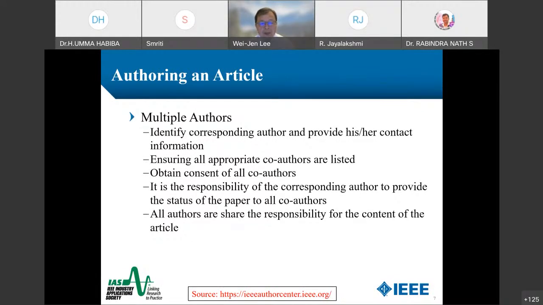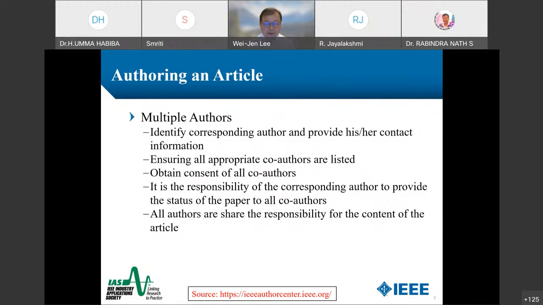So ensure all appropriate co-authors are listed, and then you have to get their consent, because you don't want to say, okay, well, I just added this to somebody as a co-author without their consent. All authors share the responsibility for the contents of the articles.